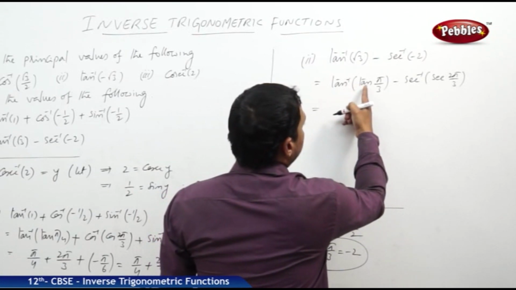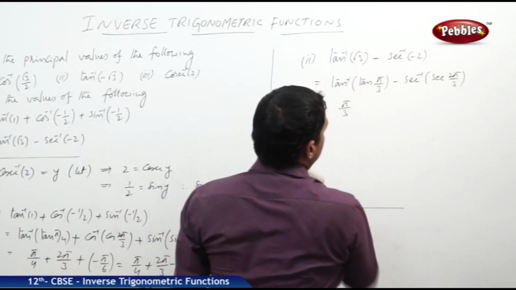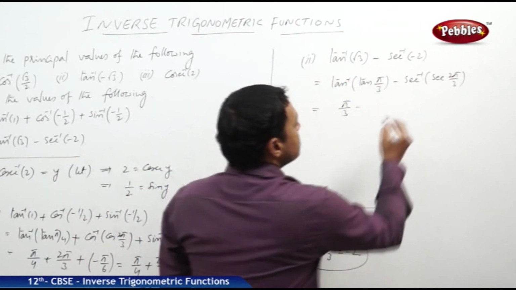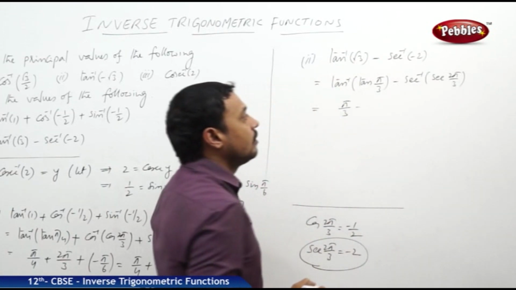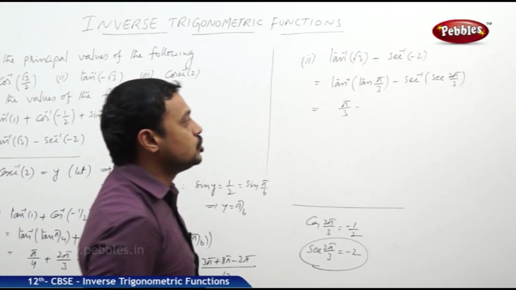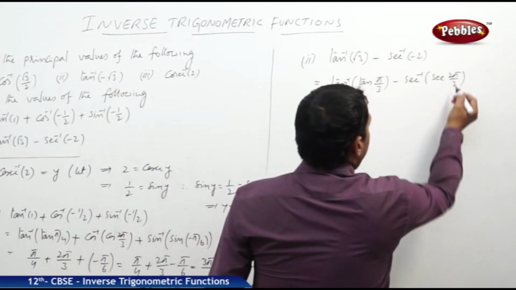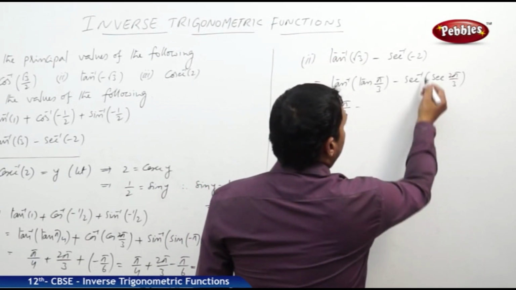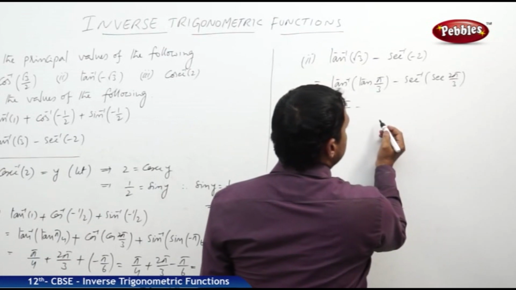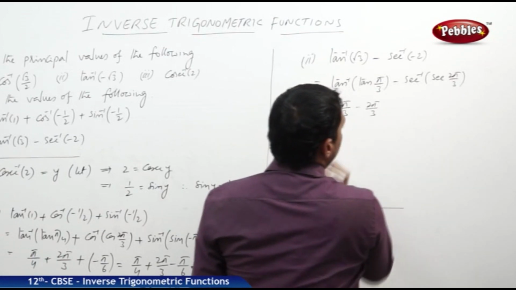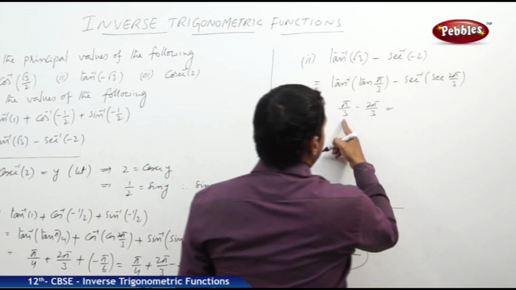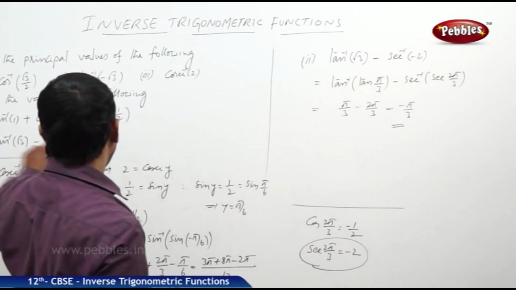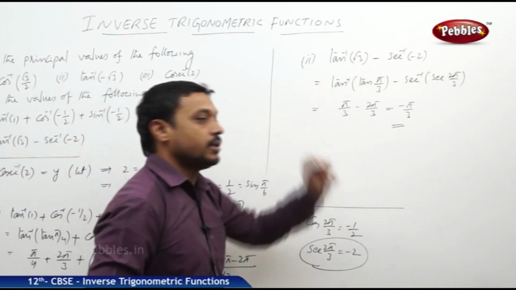Now, tan inverse of tan theta is equal to theta, so pi by 3, because pi by 3 belongs to its principal domain. Secant inverse of secant theta is equal to theta when theta belongs to its principal domain, 0 to pi. Here 2 pi by 3 also belongs to 0 to pi. Therefore, secant inverse of secant theta is equal to theta, which is 2 pi by 3. Now pi by 3 minus 2 pi by 3 is equal to minus pi by 3. Therefore, the value of this expression is minus pi by 3.